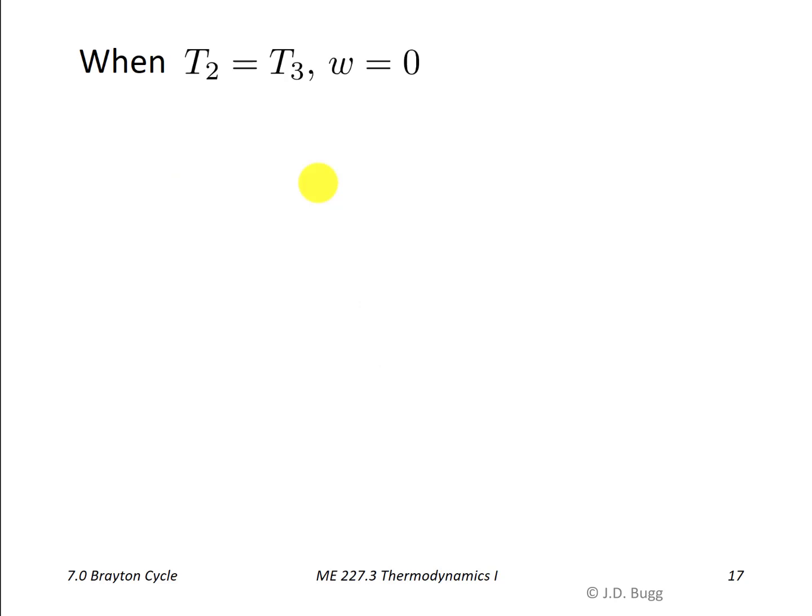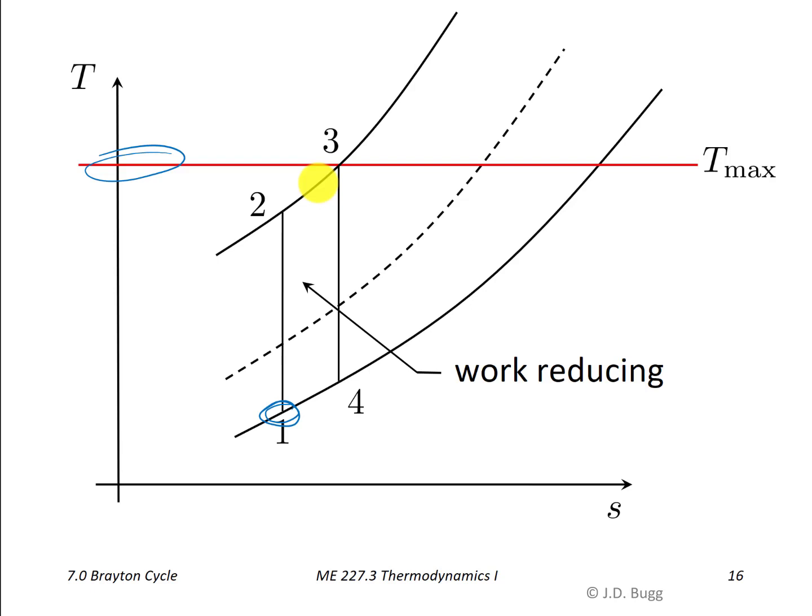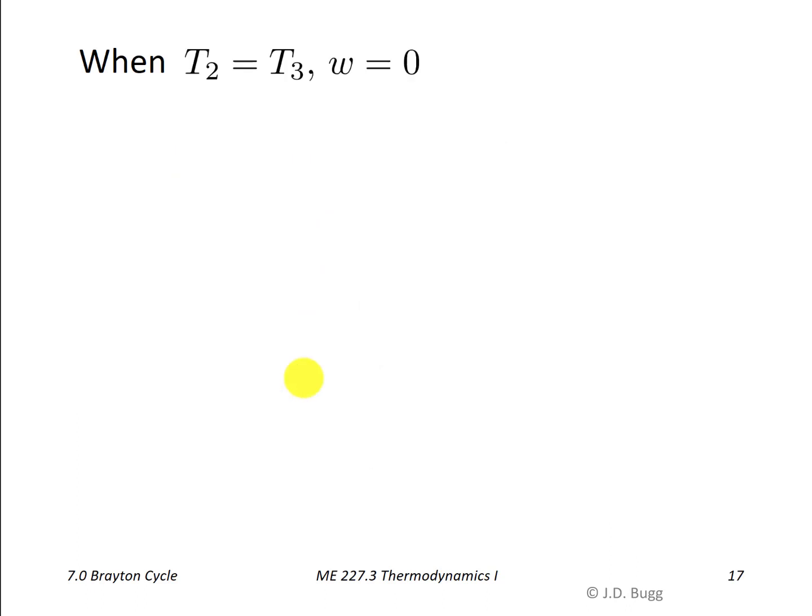So when T2 equals T3, the work is 0. That just means if we increase this pressure so far that these two temperatures become the same, then of course the work is 0 because that area will totally disappear, totally collapse. Well, also, when P1 equals P2, the work is 0.